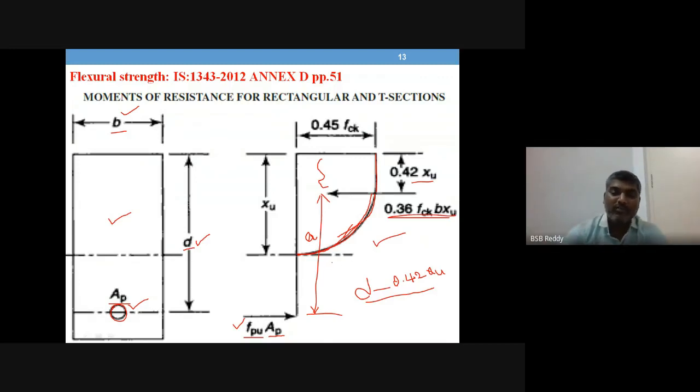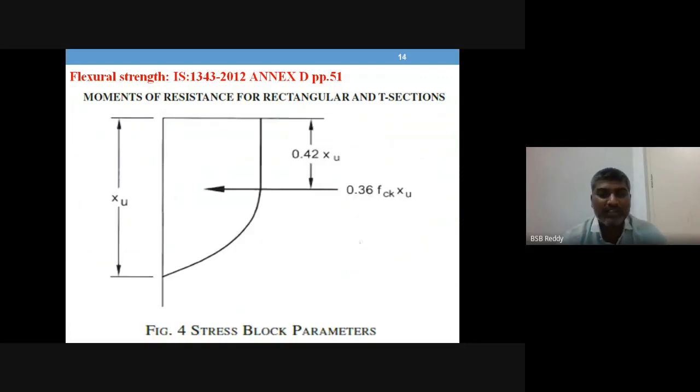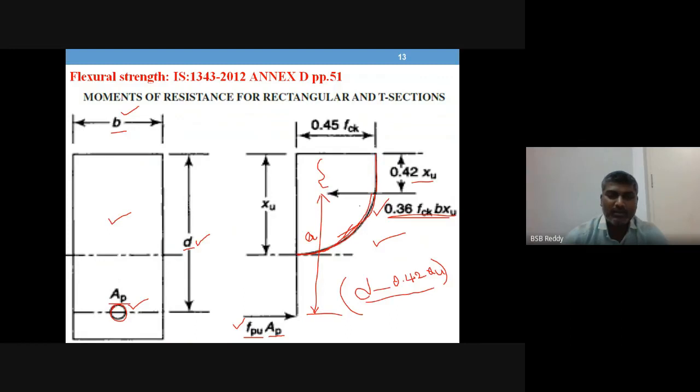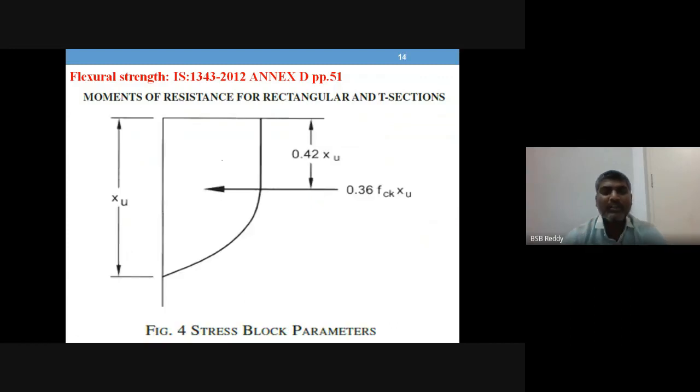We will see now the formula: force multiplied by the lever arm will give you the equation for moment of resistance. You need not remember this stress block. It is already available in the IS code. Figure 4 in the IS code gives you the stress block parameters.